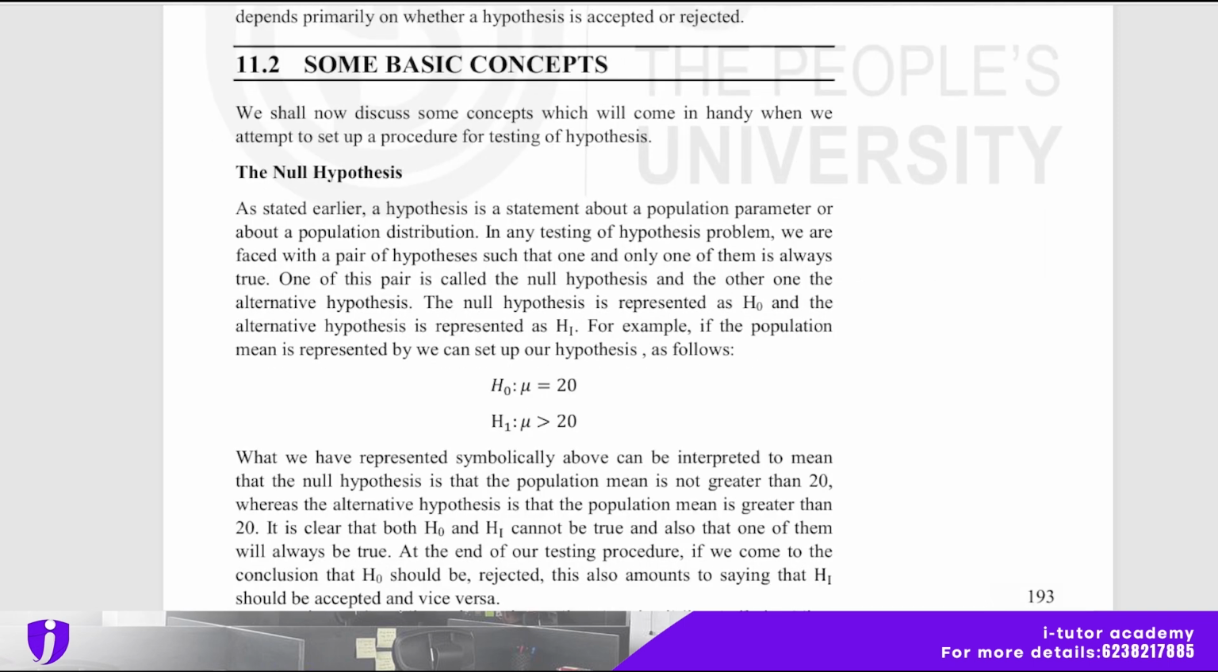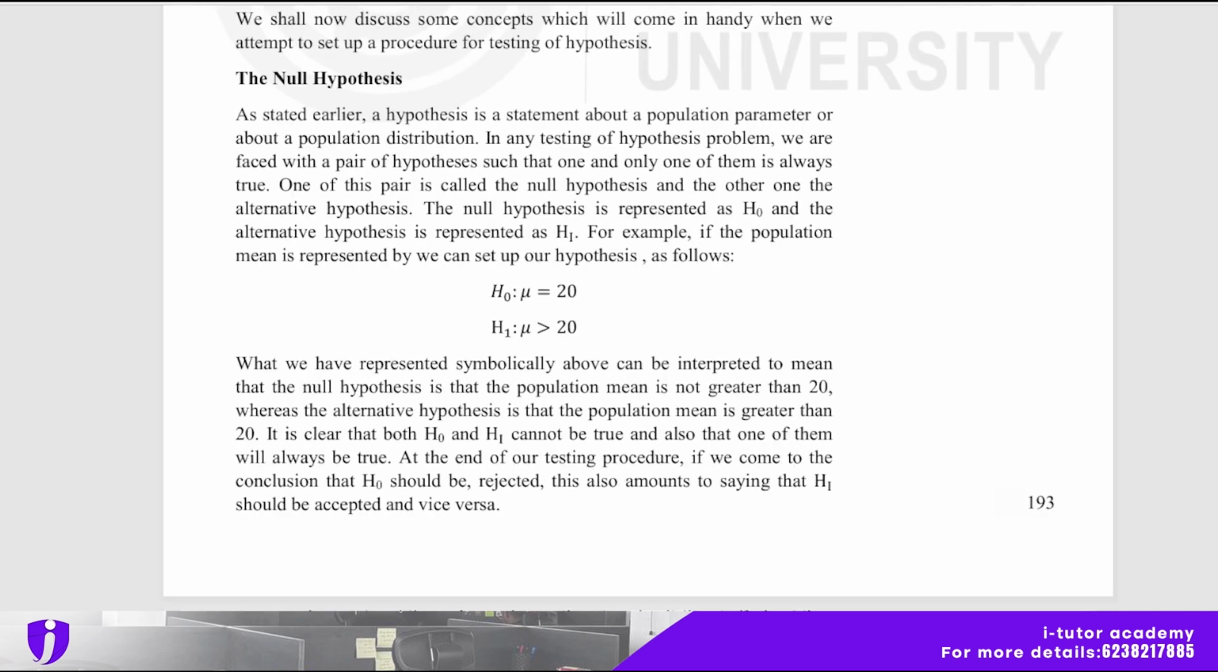Okay, next is some basic concepts. The first one is the null hypothesis. As stated earlier, a hypothesis is a statement about a population parameter or about a population distribution. In any testing of hypothesis problem, we are faced with a pair of hypotheses such that one and only one of them is always true. One of this pair is called the null hypothesis and the other one is the alternative hypothesis. The null hypothesis is represented as H0 and the alternative hypothesis is represented as HA or H1, you can say.